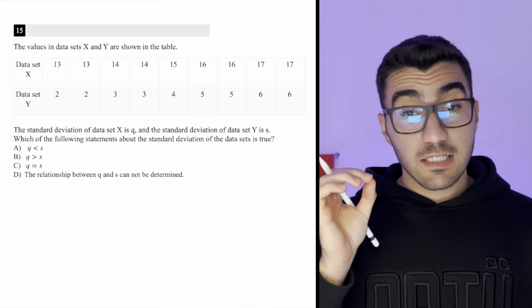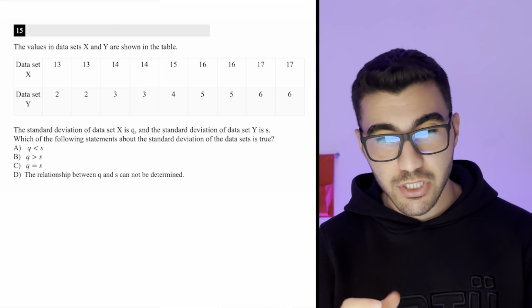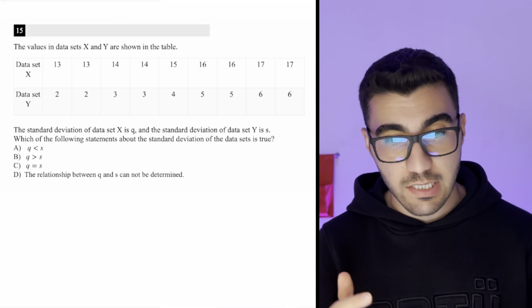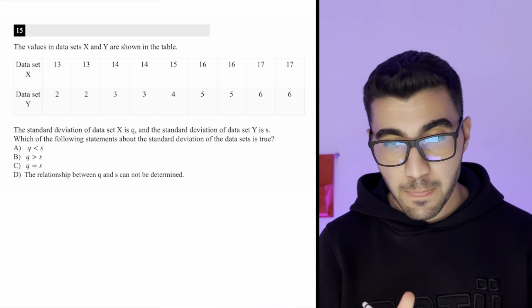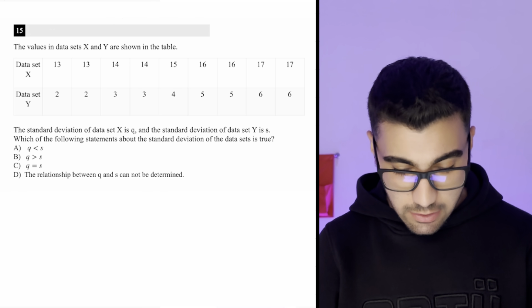Alright, we got a standard deviation question. The values in the datasets X and Y are shown in the table. The standard deviation of dataset X is Q, and the standard deviation of dataset Y is S. Which of the following shows the relation between S and Q? Okay, so let's check the values in datasets X and Y.